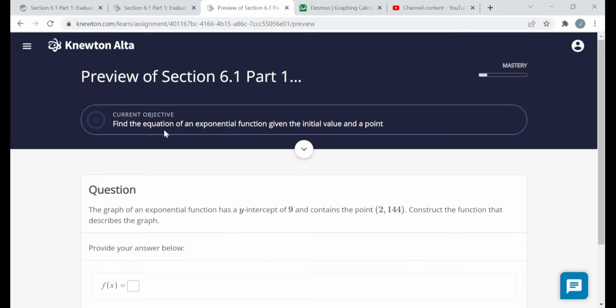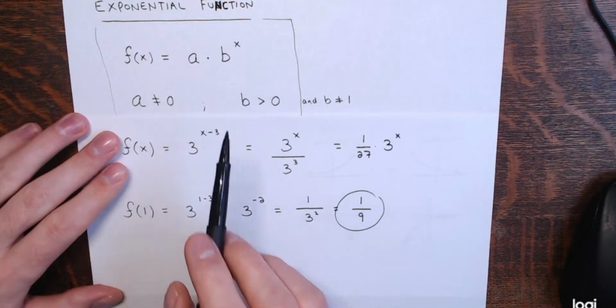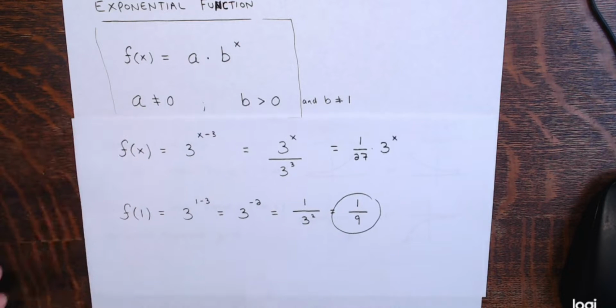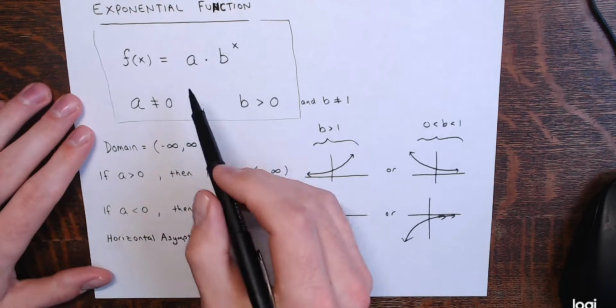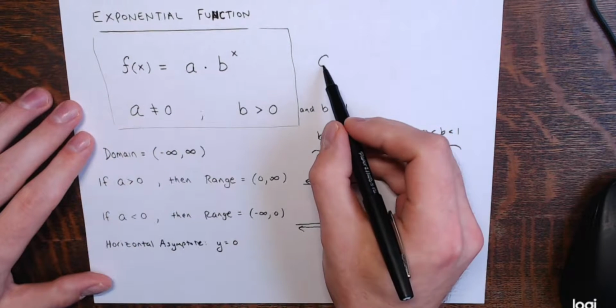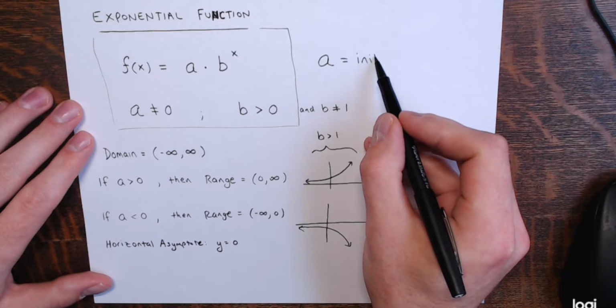All right, and then the third objective, the only one we haven't seen yet: find the equation of an exponential function given the initial value and a point. Now I did tell you, I said it out loud, I didn't write it, but in the definition of an exponential function, again here, this value a is called sometimes the initial value.